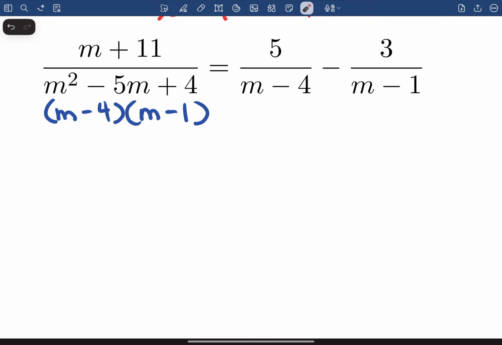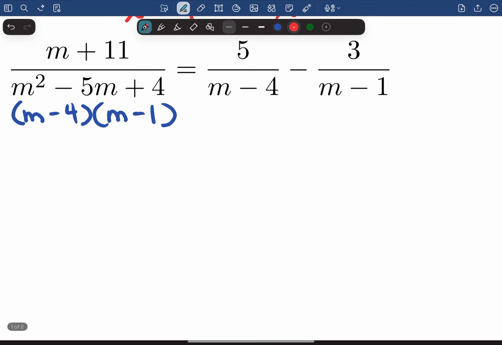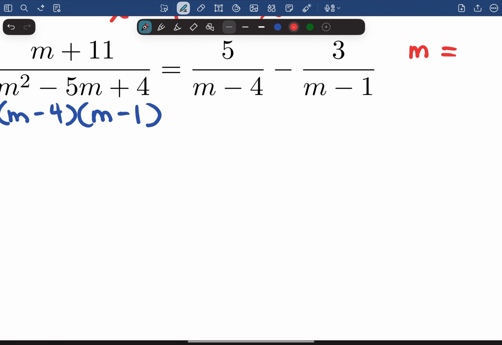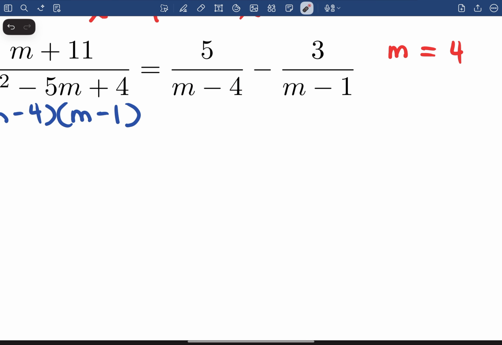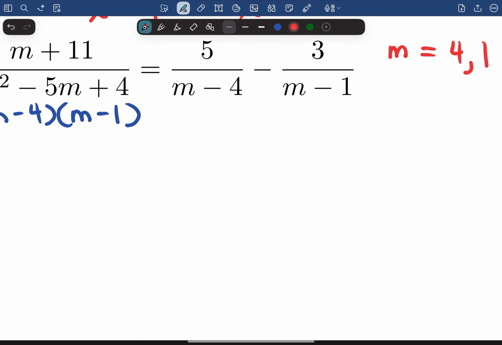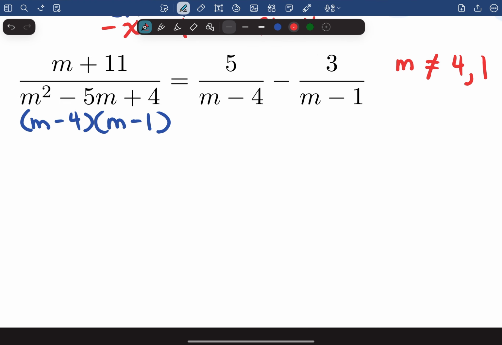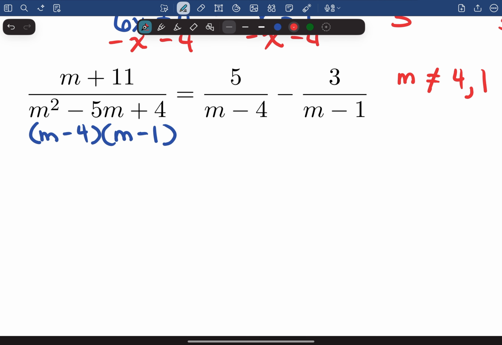And that's interesting because this factors to m minus 4 times m minus 1, but m minus 4 and m minus 1 are the other denominators in this equation. And so what values of m would cause the denominator to equal 0? You would say, well, 4, because 4 minus 4 equals 0, right? So if m is 4, that would cause this denominator to equal 0. And 1. 1 minus 1 is 0. So m is not allowed to equal 4 or 1, right?